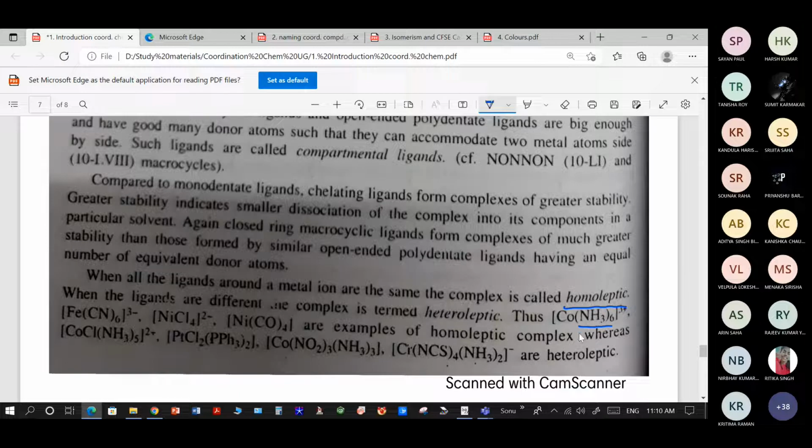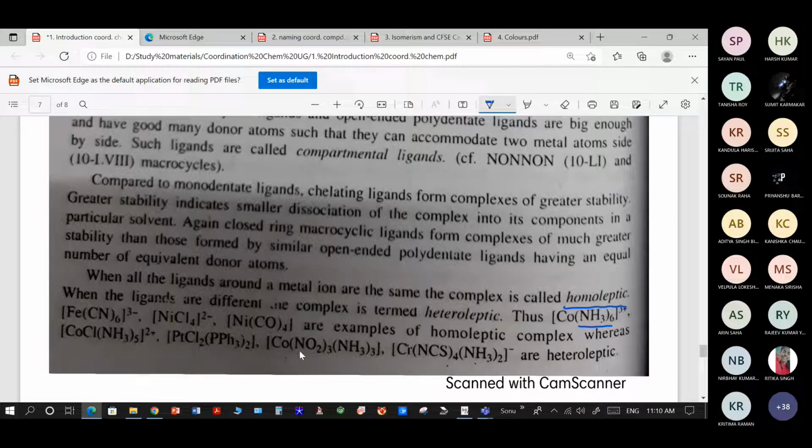But suppose all are nitrogen donors, 6 nitrogen donors are there, but those 6 nitrogen donors come, let us say, 4 from ammonia groups and 2 from pyridine nitrogen atoms. Then it will not be said to be a homoleptic compound. Homoleptic means all the ligands coordinated to the metal center are the same. If they are not the same, it is said to be a heteroleptic compound, and there are plenty of examples of heteroleptic compounds.